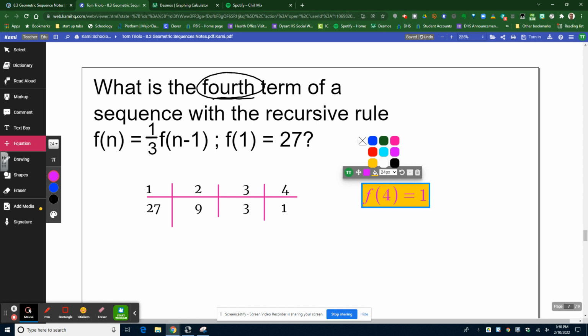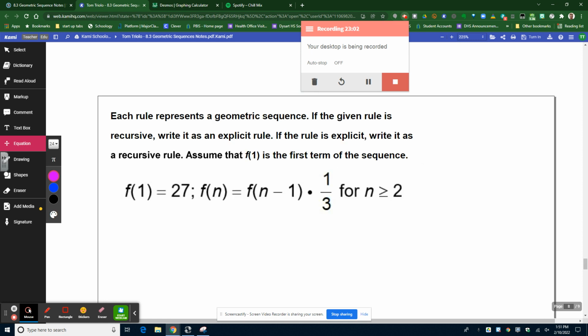Questions? Take a look at the next one when you're done. Oh, that's easy division. All right. And then we got to apply that.